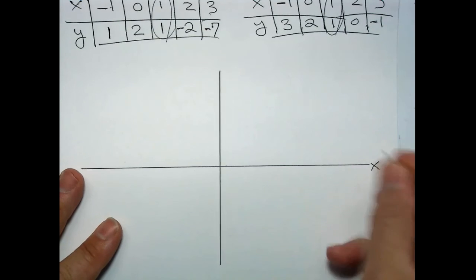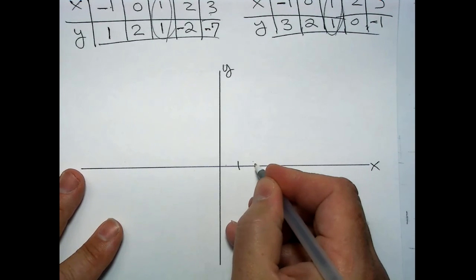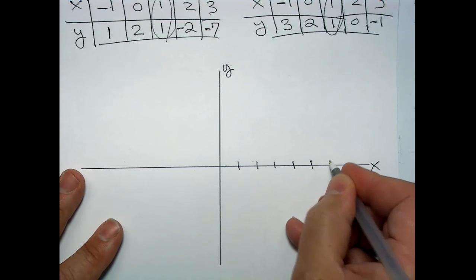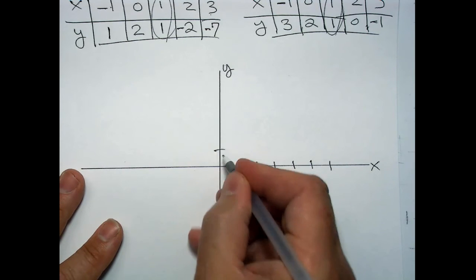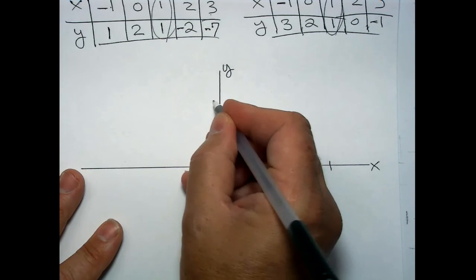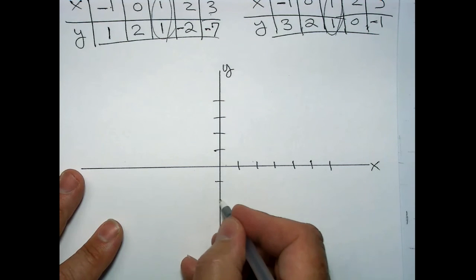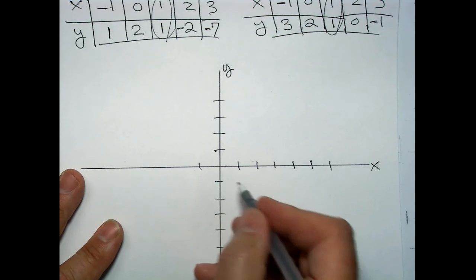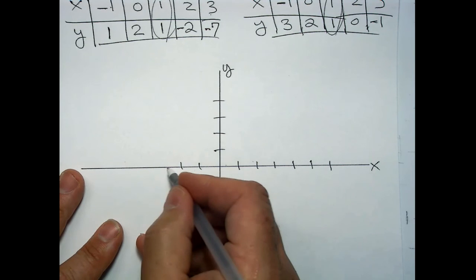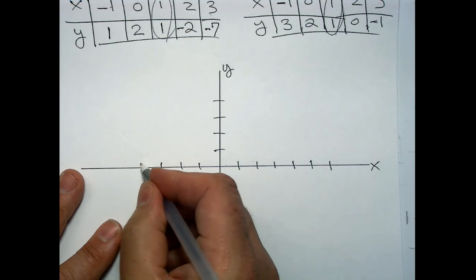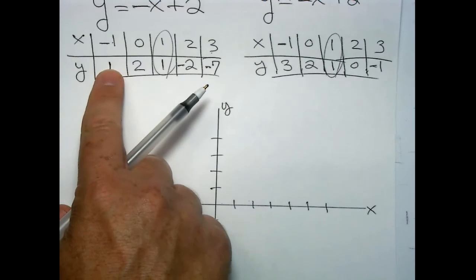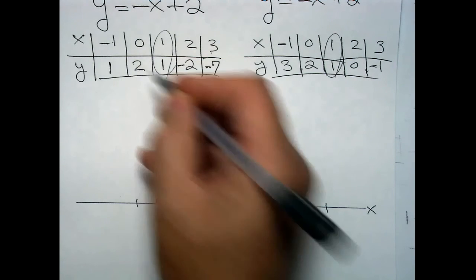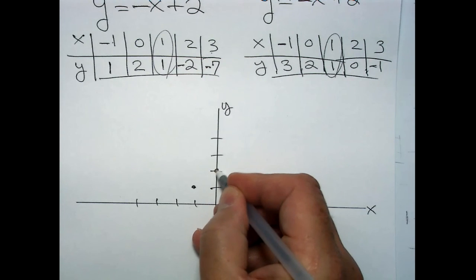Once again, here's my x and y axis. Definitely need to put some numbers here on the x-axis and also on the y-axis. And really, if you're going to do this graphically, the best way to do it is to use graph paper. We're just roughly putting this out here. So negative 1, 1 is my first point. Negative 1, 1 is here. 0, 2 is here.